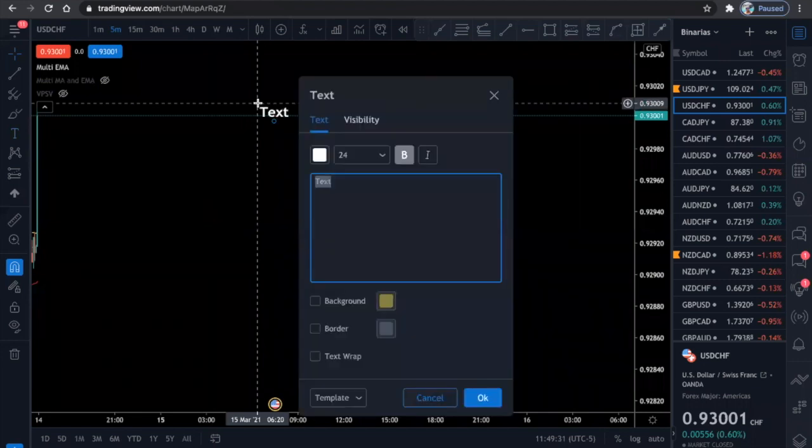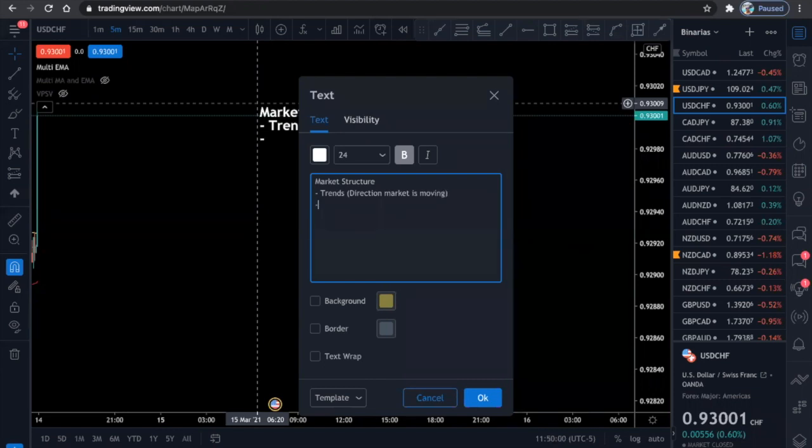Okay, the first thing I want you guys to learn is market structure. What does this mean, Eduardo? What does market structure mean? Market structure is based on trends, okay? And trends are the direction the market is moving.